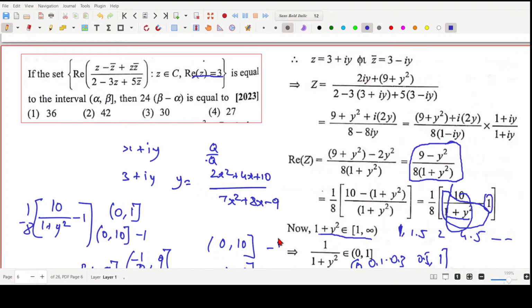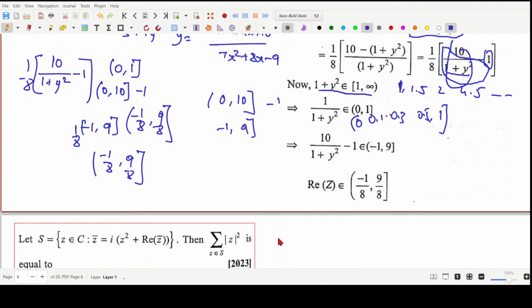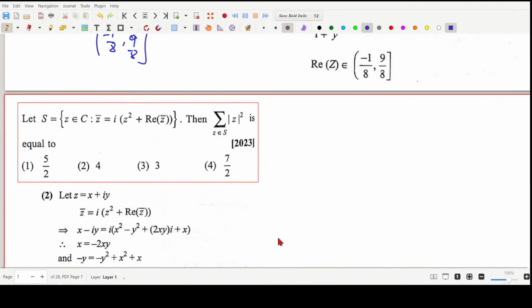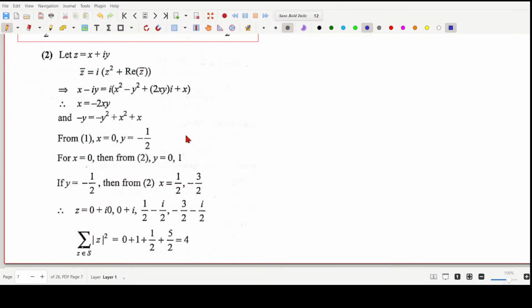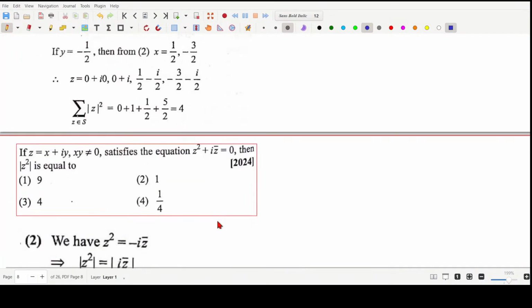Sir, by the way, I got this answer. You've done this? Yes, sir. The answer is 30. Wonderful, wonderful. Shreyas, you also got the number? Yes, sir. Okay. I think this is a repeat question. We have done this, no? We have done this.